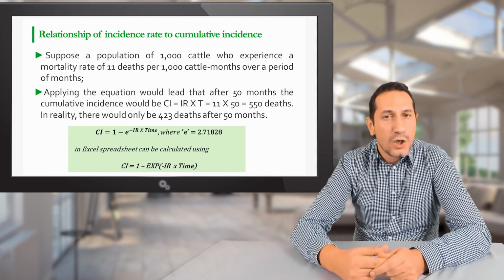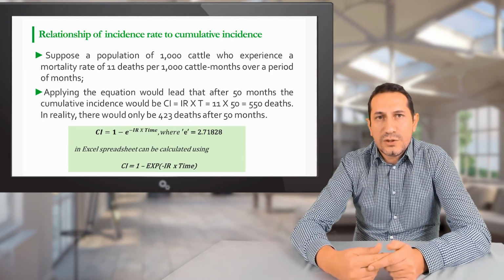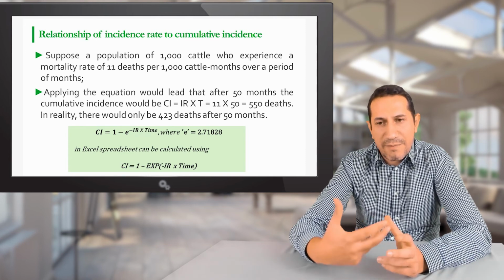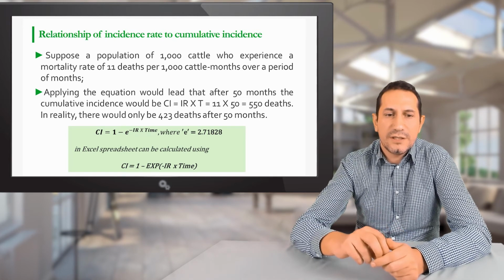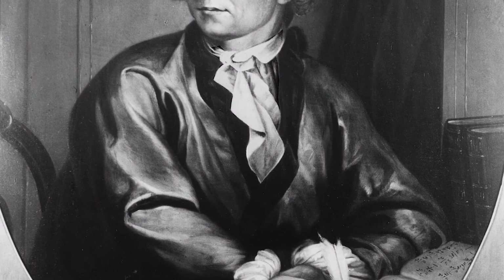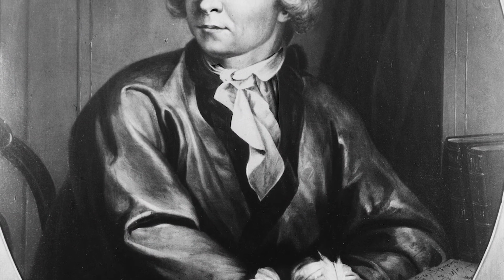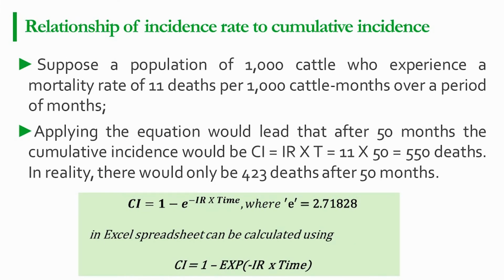So to account for that, we would use a more accurate mathematical expression by introducing a constant, named after Leonhard Euler, a Swiss mathematician, and this constant is equal to 2.72 rounded. And the cumulative incidence would be 1 minus the mathematical constant to the power of minus incidence rate multiplied by time.